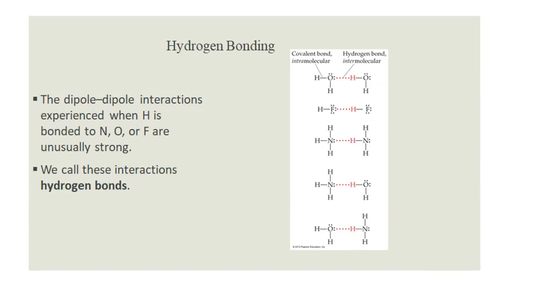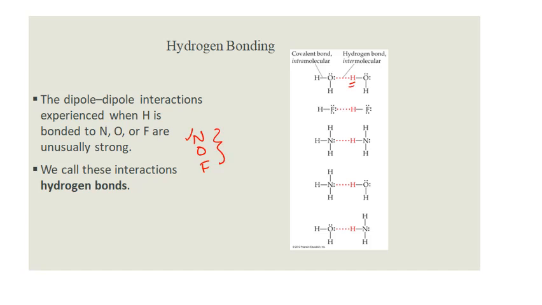Now, hydrogen bonding is a special type of dipole-dipole interaction. When hydrogen is bonded with nitrogen, oxygen, or fluorine, we call that a hydrogen bond. So the hydrogen should be in between one of those three elements. It can be the same elements or a combination of two of these.